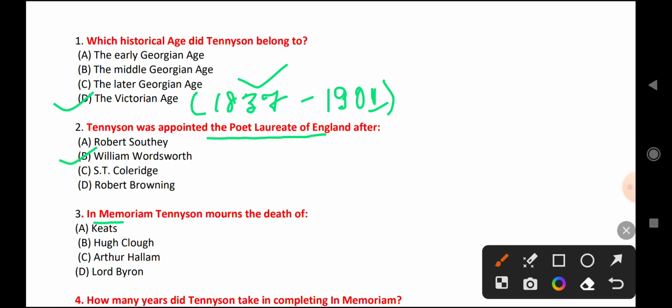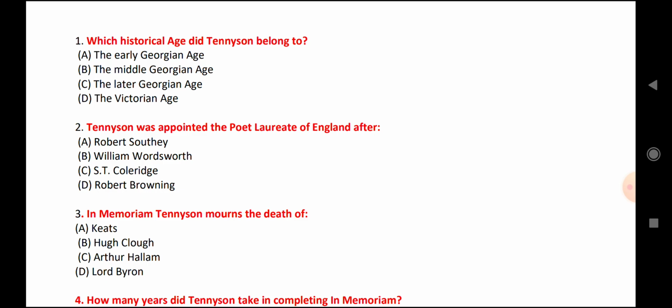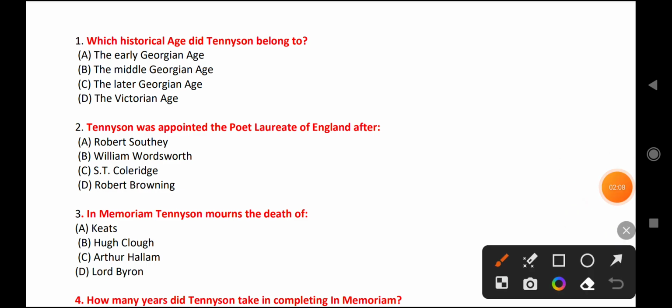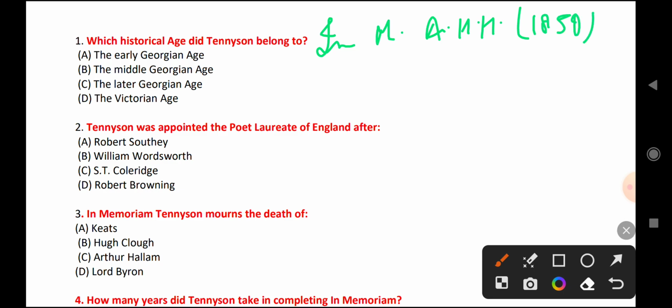In Memoriam, Tennyson mourns the death of whom? He mourns the death of Arthur Henry Hallam. Let's know some facts about this work. This is a very important work. The full title is In Memoriam A.H.H. It means in memory of Arthur Henry Hallam. This work was published in 1850. This work is an elegy.